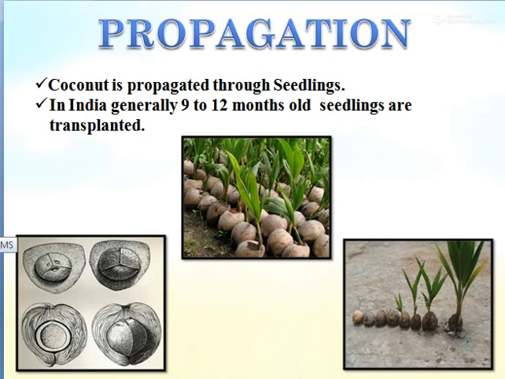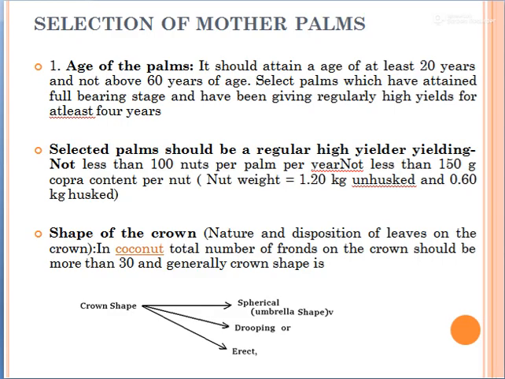For propagation, the selection of the mother plant is very important. For the selection of the mother palm, the age of the palm should be at least 20 years and not above 60 years. Selected palms should have attained full bearing stage and be giving regular high yields for at least 4 years. So the age of the mother palm is between 20 to 60 years, and it should be a high yielder and early bearing.